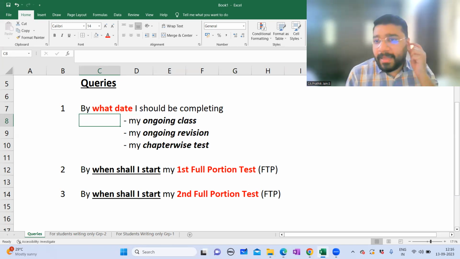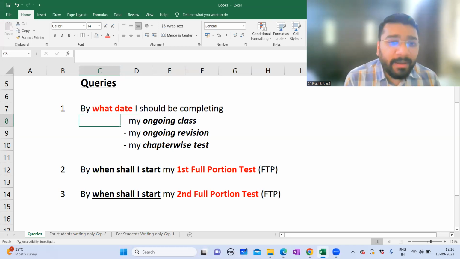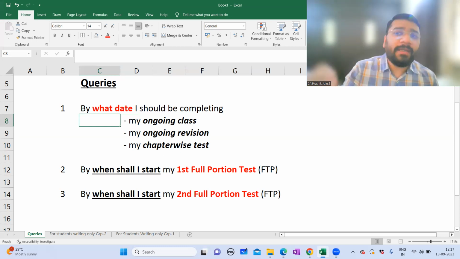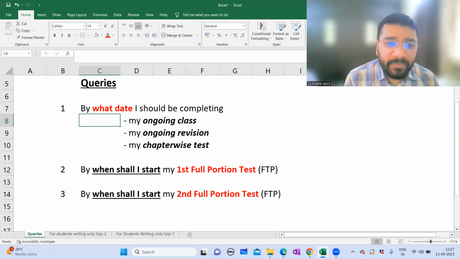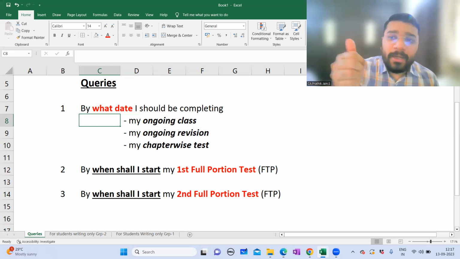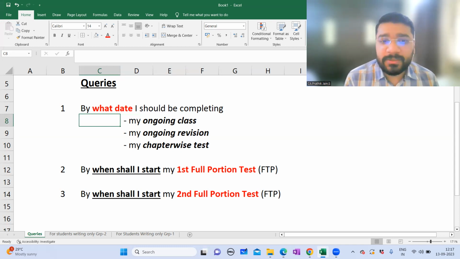The first query that the student asked me is, sir, by what date should I be completing my ongoing classes? Because few students have started their classes late due to whatever reason it is. So they want to understand by what date they should be completing the classes. Second, there is another set of people who want to understand, sir, the ongoing revision which is in process, by what date should I be completing those revisions? Third, people want to understand, sir, what is the maximum time, what is the deadline by which I should be completing my chapter-wise test?